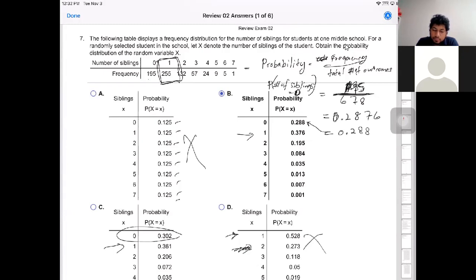So the answer is going to be this one. Clear? It doesn't matter which one you pick. If you pick this part, it doesn't matter. Anyhow, you need to calculate just one probability value. Then check that the value is correct or not with your table.